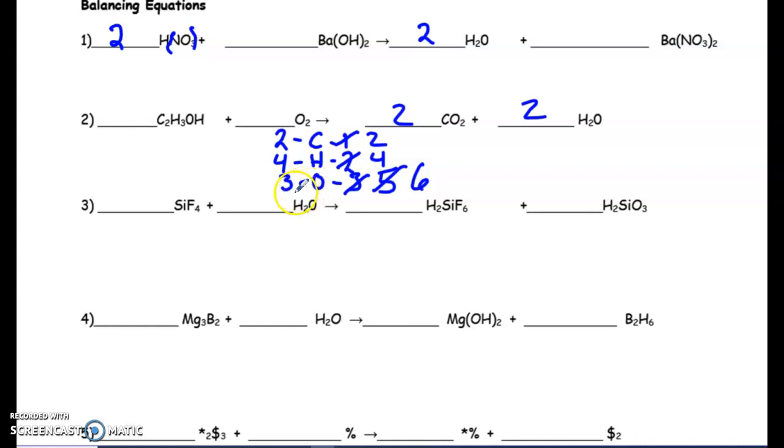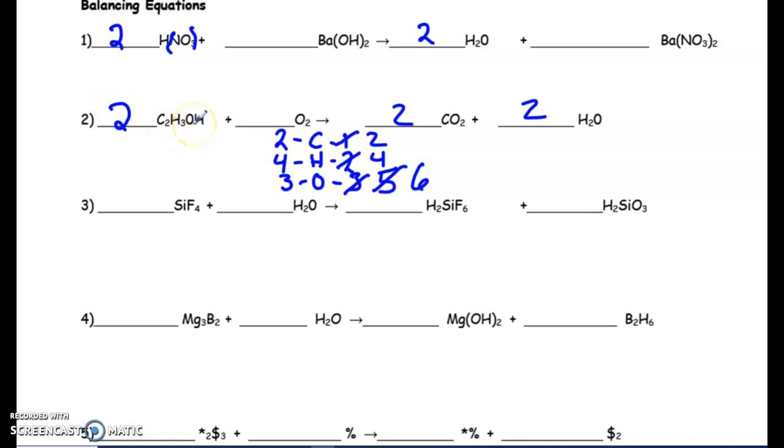Actually, this is not looking like it's going to be particularly easy to fix. So to get 3 more oxygens, that's not going to happen here with a whole number because that's an even number. So when you run into a situation like this where you have an odd number of something and the only way you can really balance and make it work is with an even number, sometimes you have to double something. So that's what I'm going to do here.